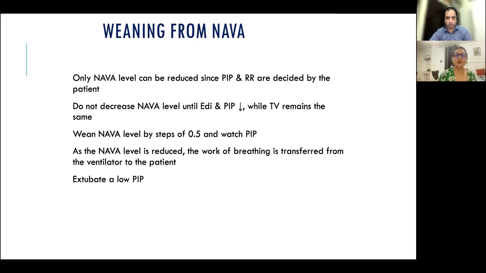So when do you extubate a baby from here? When you have reached a very low PIP and a low Nava level.